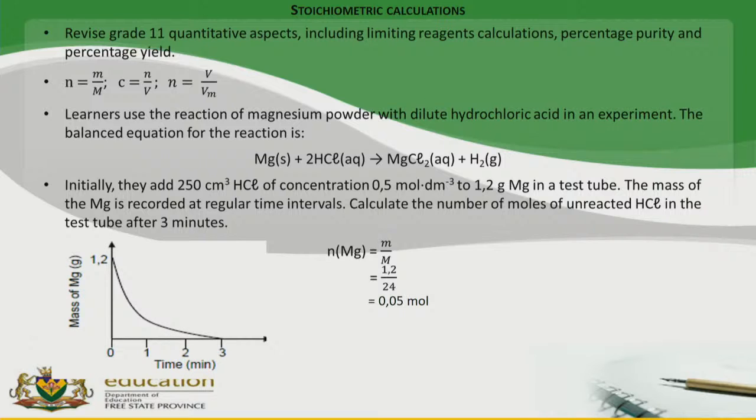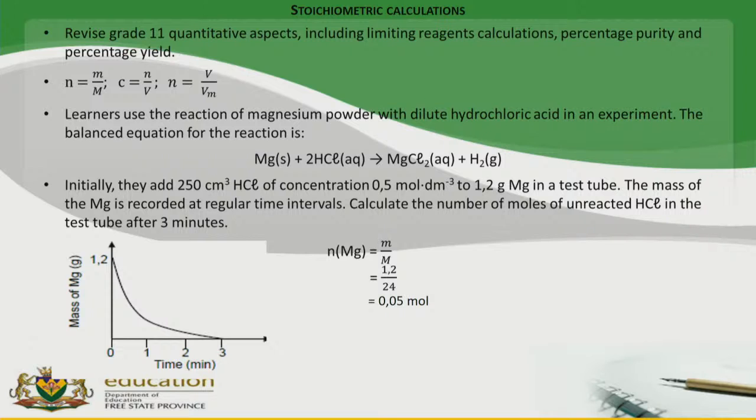Now, for example, I did this example earlier. I said magnesium reacts with hydrochloric acid to form magnesium chloride and hydrogen. Now the question is, initially they add 250 cubic centimeters of hydrochloric acid that has a concentration of 0.5 moles per cubic decimeter to 1.2 grams of magnesium in the test tube. So it is a reaction of magnesium and hydrochloric acid.